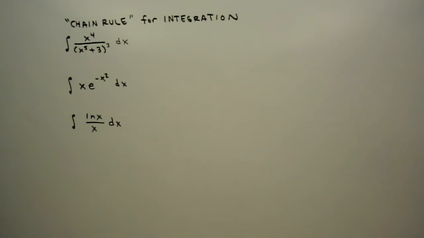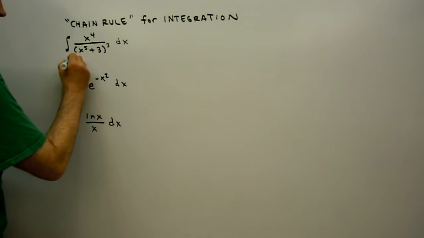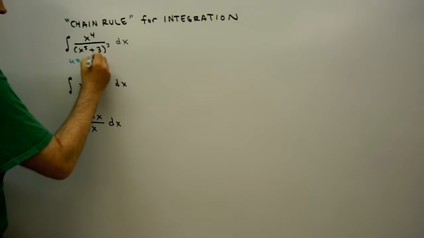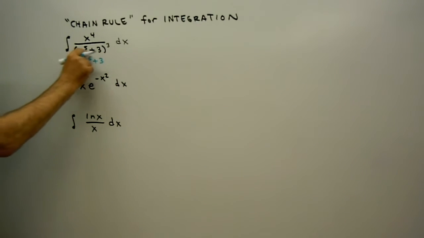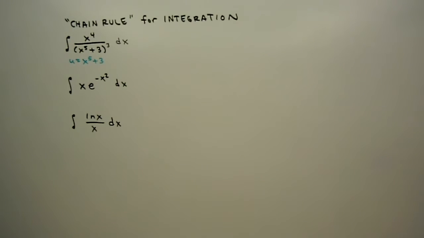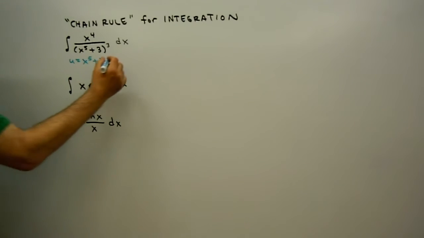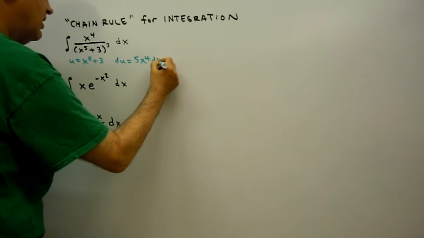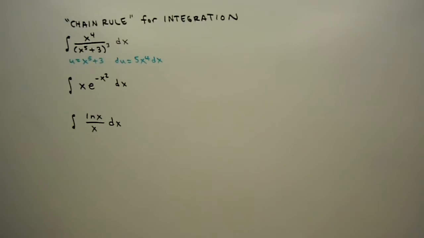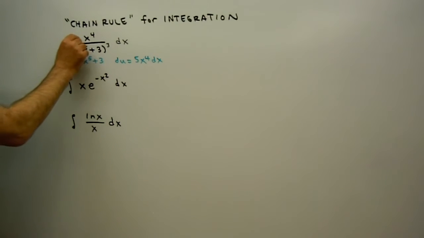remember that you're setting up, really, the chain rule in reverse. So, for the first one, if we look at this as the u being x to the 5th plus 3, we notice that we have an x to the 5th plus 3 raised to the 3rd power in the denominator. The proper derivative of that would be 5x to the 4th, and technically with the dx. So do we have the 5x to the 4th? Well, not quite.